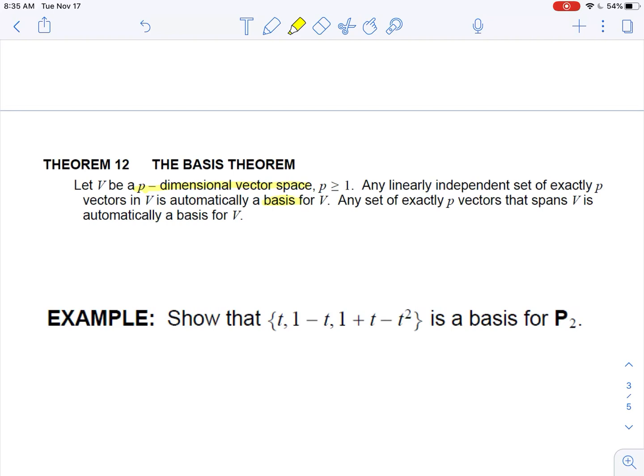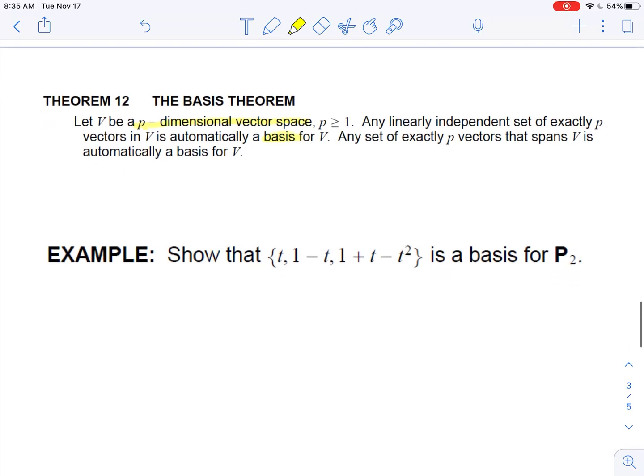We know that a basis is the most efficient spanning set for a given vector space. And so if the dimension of the vector space is defined as p, then that has to be the number of vectors in our basis. And so this feels very intuitive. Now, what does this look like in terms of an example?